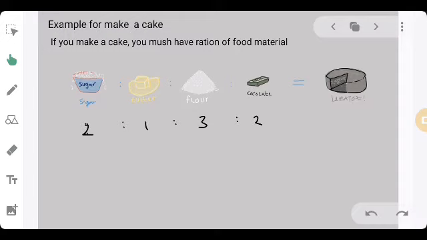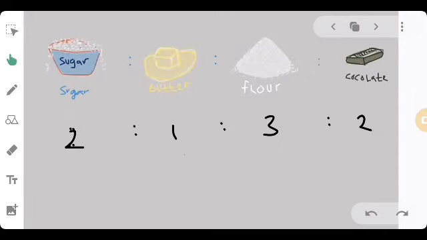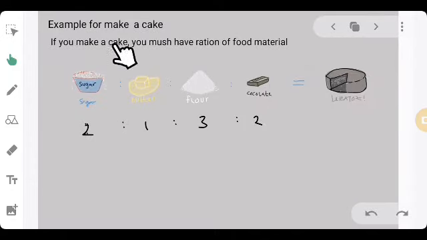Next, for example, making a cake. If you make a cake, you must have the ratio of food materials: sugar, butter, flour and chocolate. You mix everything with the right ratio to make a cake. This is an application of ratio in baking. A delicious cake has a balanced proportion of ingredients: sugar, butter, flour and chocolate, for example 2, 1, 3, 2. This is very important to make good food.